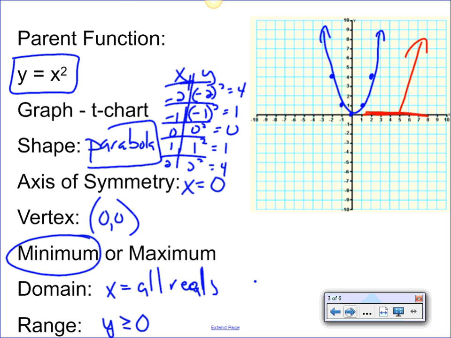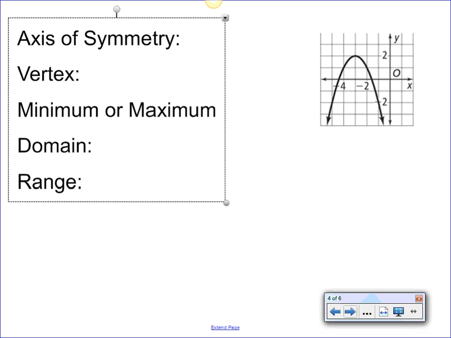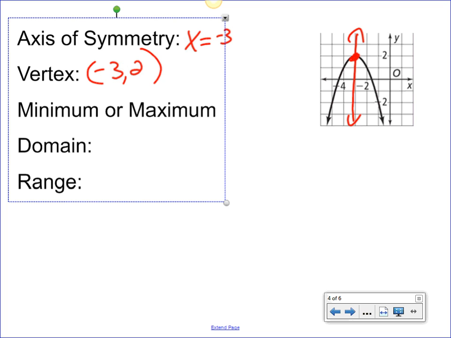Okay, so if we look at this next one, what would be the axis of symmetry here? Sometimes it's easy if you draw it. This line right here would be your axis of symmetry. So what would that be? It'd be x equals -3. The vertex is this point right here where it changes direction, or the high point in this case. So that would be (-3, 2). And since it's opening down, we would say that is a maximum point.